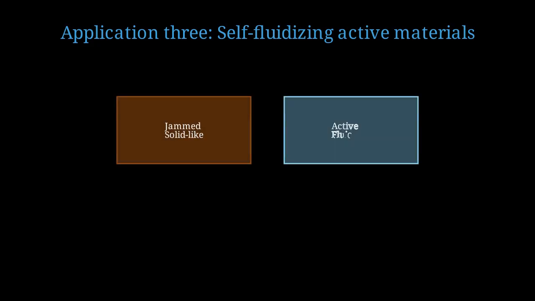Imagine a dense suspension that can switch between solid-like and fluid-like states. Add chemical fuel and turn on the swimmers. The active stresses fluidize the material. It flows and can be shaped. Remove the fuel and it rejams into a solid. This is like a smart material that controls its own rheology.